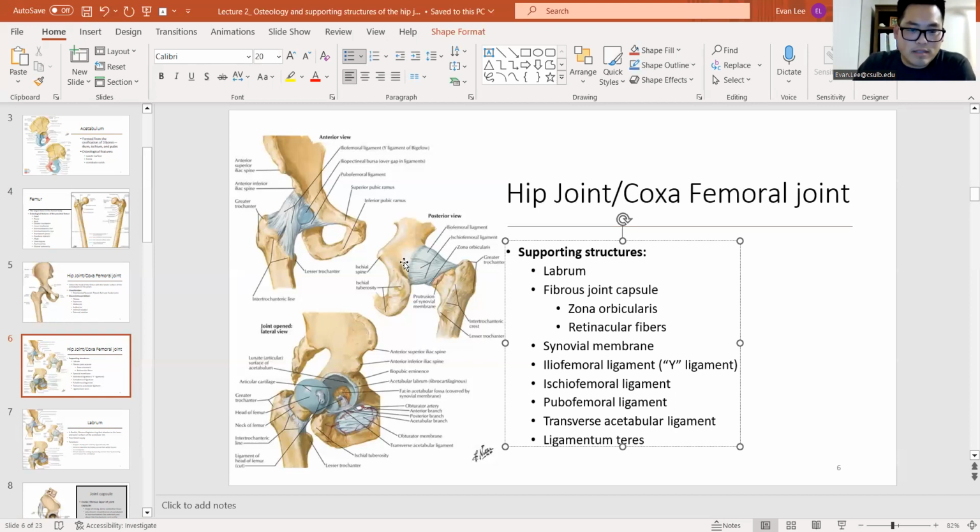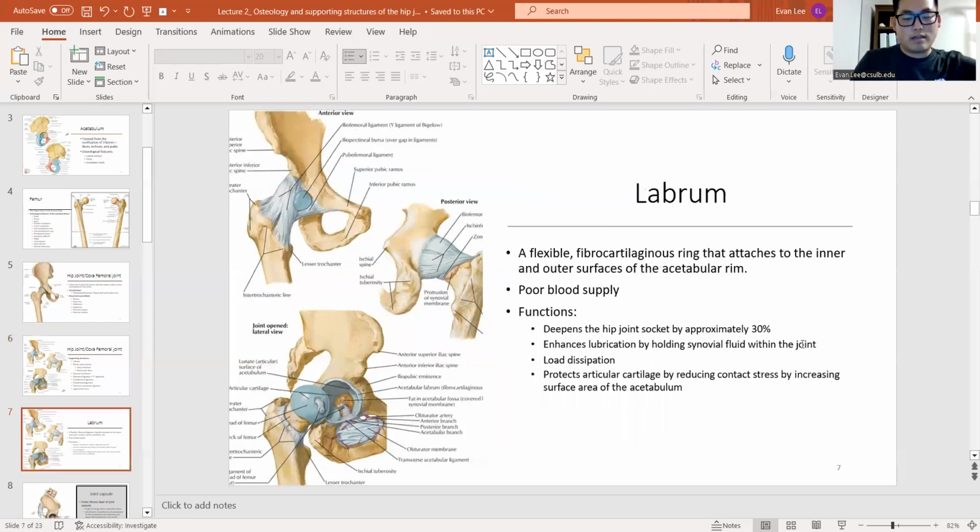And then you have some extrinsic ones as well, which you can see kind of covering it here. So iliofemoral ligament, that's this Y shape. Ischiofemoral, I don't think you can see that one that well, but we'll see that later. And then you have pubofemoral, which is down here. So pubo, do you remember what pubo or pubic is referring to? The pubic bone on the front, so right here. And then transverse acetabular ligament is right near the bottom along the acetabular notch. And then ligamentum teres is a little bit of an interesting one because it's coming off of that fovea and then going into the acetabulum. So let's go over these really quickly, starting off with the labrum.